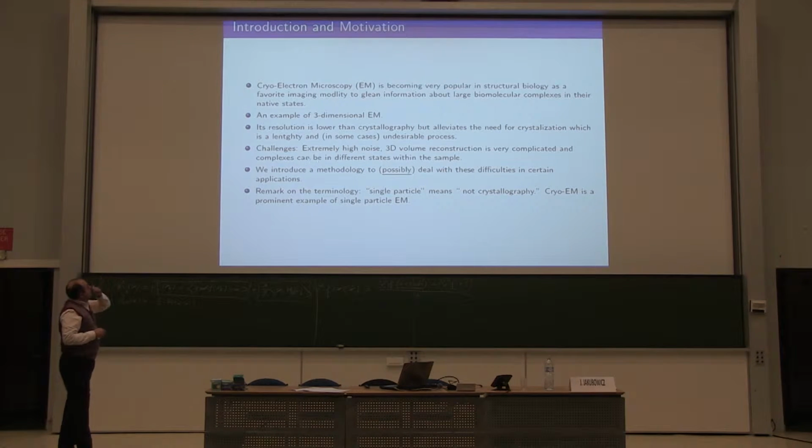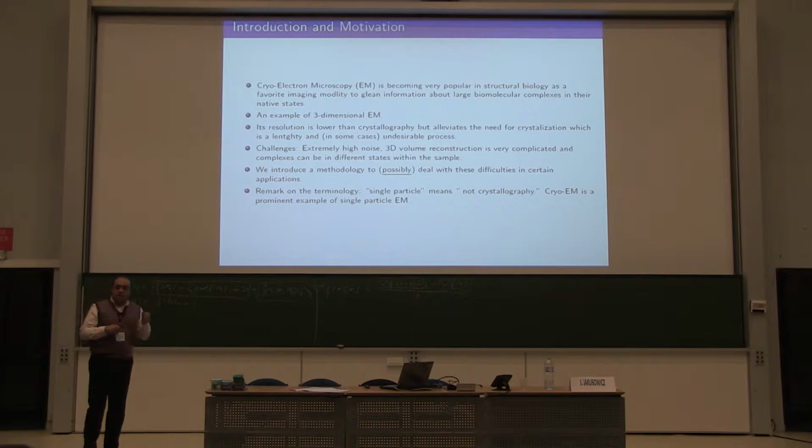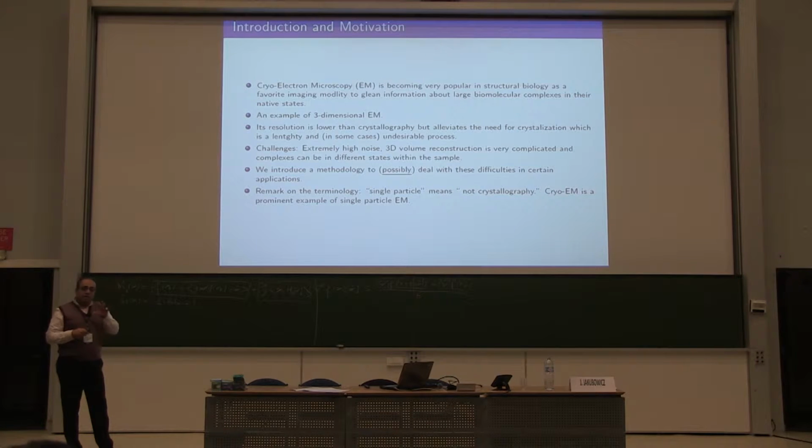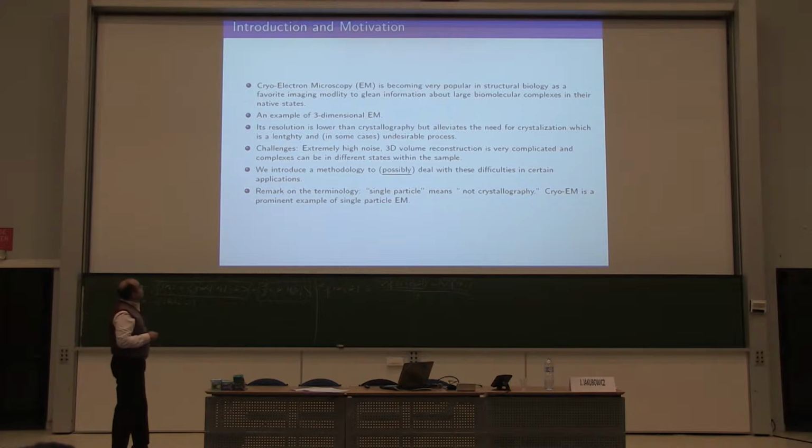So here the idea is that you want to get a three-dimensional density map of your molecule, basically. The three-dimensional structure of the molecule from two-dimensional projections. You can think about it like tomography, but there is a big difference from standard tomography: here the angles of projections are not known, and this is part of the problem.